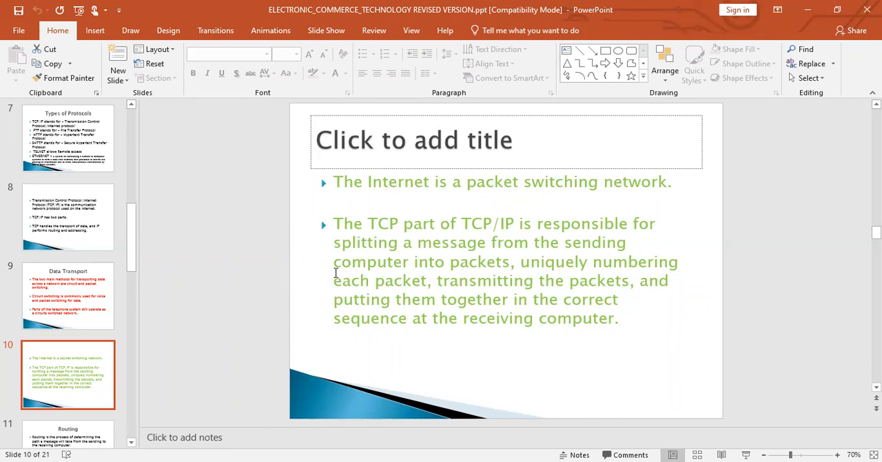So the message is broken down into packets, and the packets determine the correct sequence with which the message should be transported, such that it will get to the recipient's computer just as it was intended. So that is data transportation. The packets are transported to the recipient's computer, and ensure that the recipient gets the message in the exact sequence it was sent. All right, so that is the TCP part of the TCP/IP protocol.